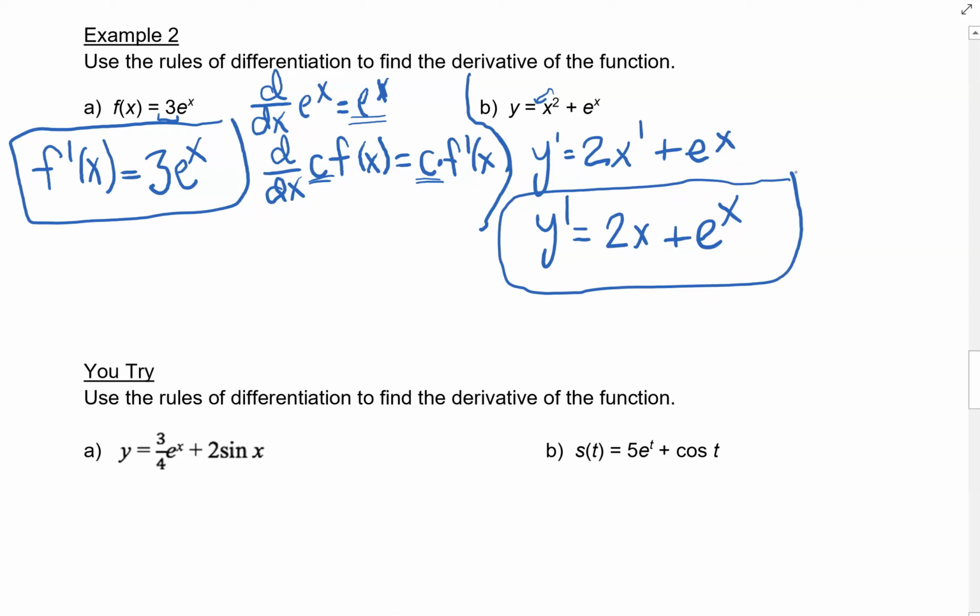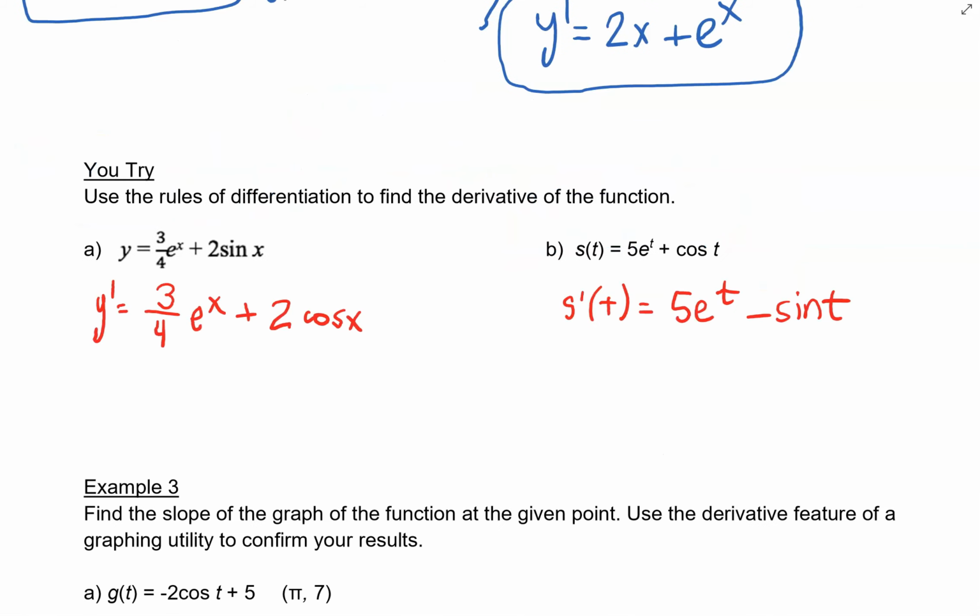Why don't you try a couple? So we were mixing exponential and trig in these examples. For A, again, we're using the constant multiple rule. So it's just 3/4 times the derivative of e to the x, which is itself. So the derivative of 3/4 e to the x is also itself, 3/4 e to the x. Derivative of 2 sine x would just be the constant 2 times the derivative of sine, which is cosine. So altogether, it's 3/4 e to the x plus 2 times cosine of x.